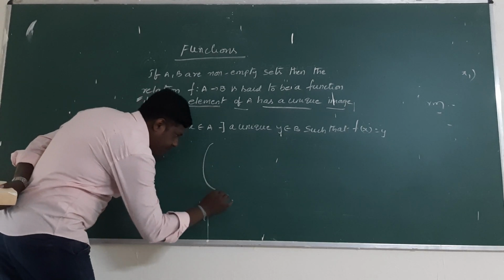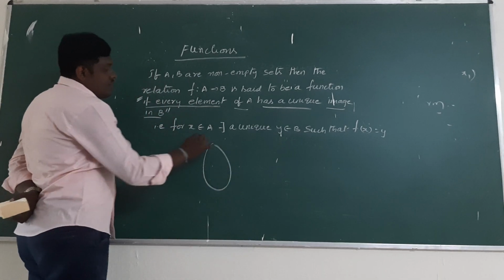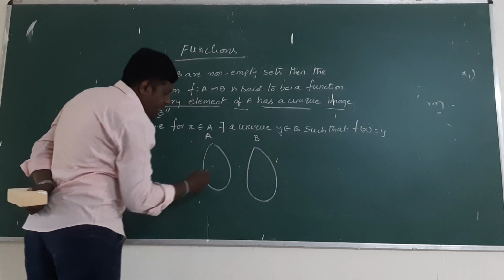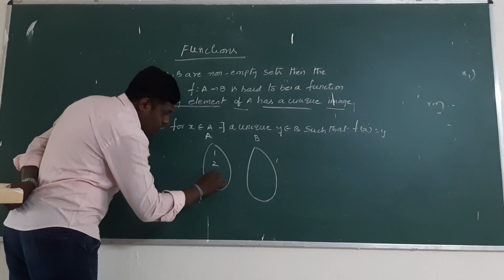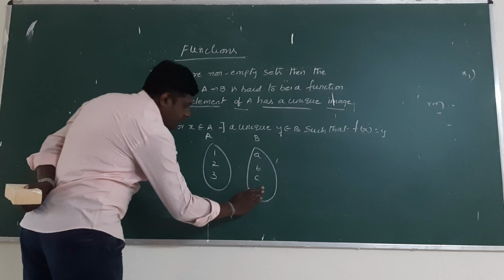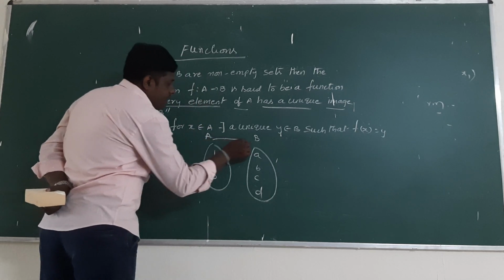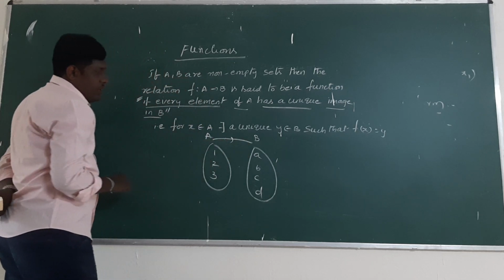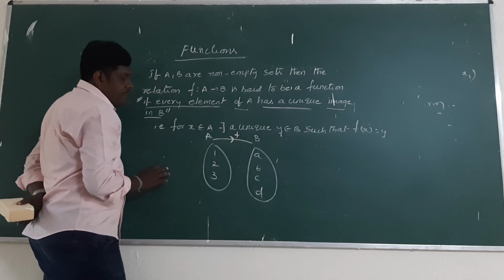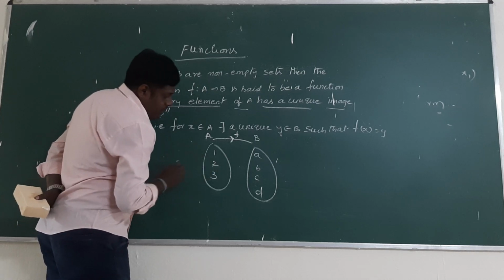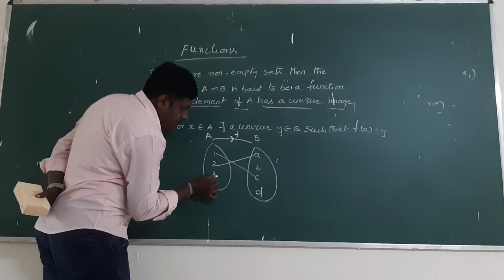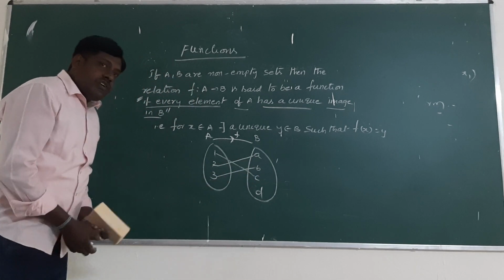Let us take A as one set and B as one more set. A contains the elements 1, 2, 3. B contains a, b, c, d. This mapping from A to B is the function f. See, 1 is mapping with b, 2 is mapping with a, and 3 is mapping with b. Is it a function or not?